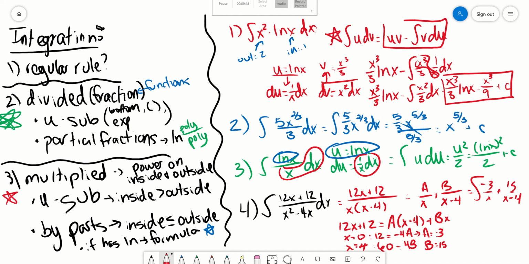So we integrate that, and remember right here we said it always ends up in an ln. So this first one is going to be negative 3 ln absolute value of x. The second one is going to be 15 ln absolute value of x minus 4. That's really messy. I don't like how that's written. So negative 3 ln absolute value of x plus 15 ln absolute value of x minus 4 plus c.